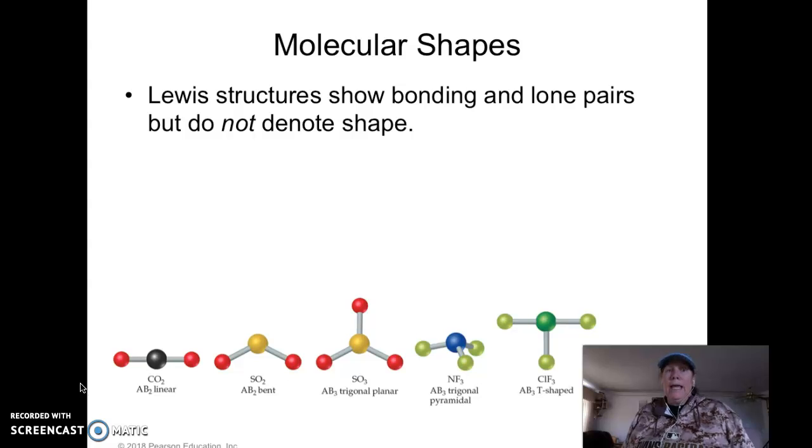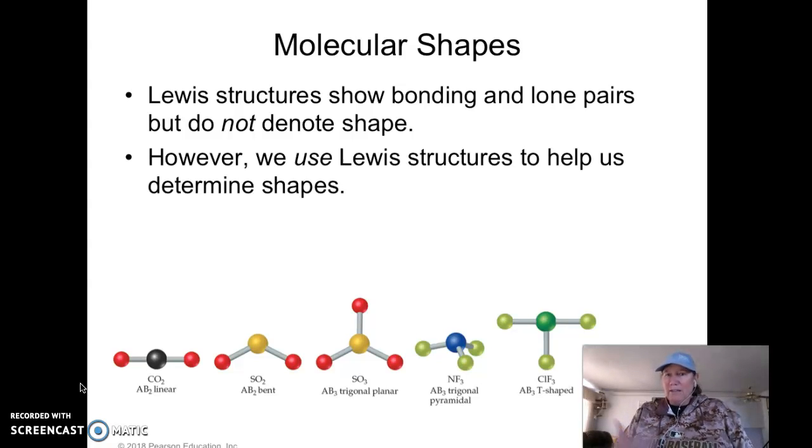All right, and the structures, like I said, when we draw them, we pretty much draw them flat, but it's not really denoting their shape because, again, they're not flat, they're not two-dimensional, they're three-dimensional. So there's ways you can figure out their shape, and again, it's looking at how many bonded pairs they have and how many lone pairs they have.